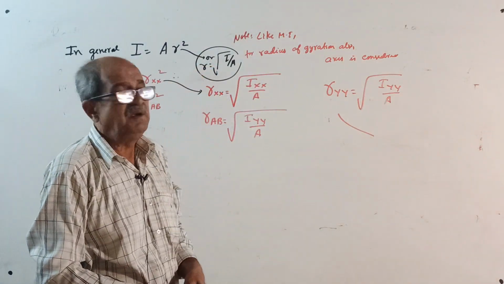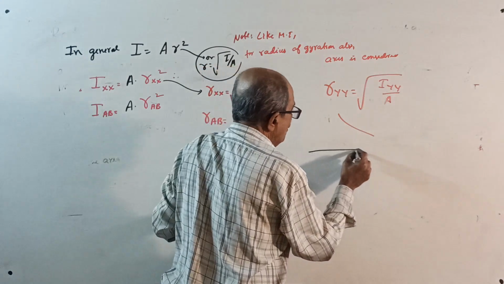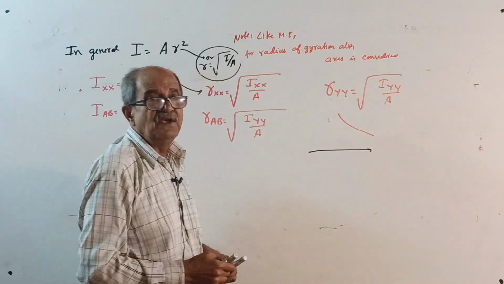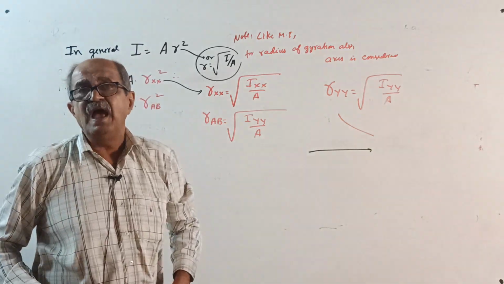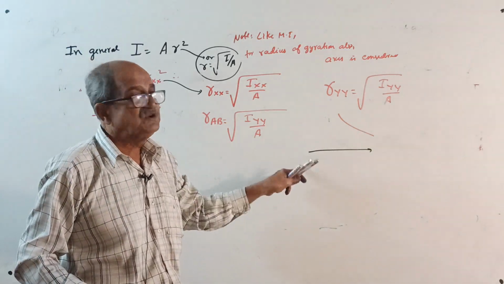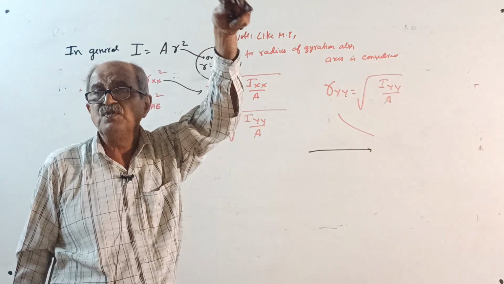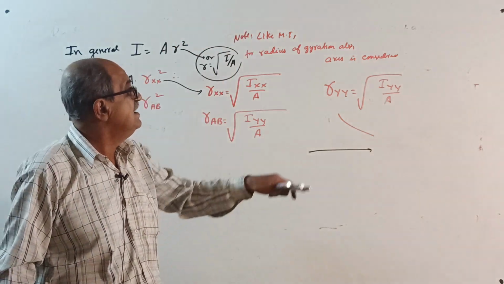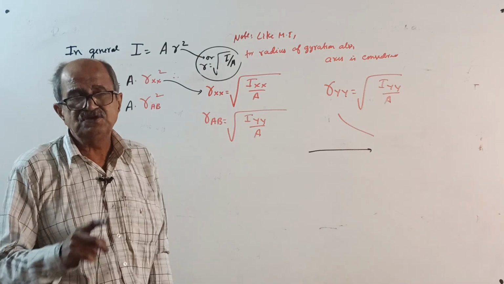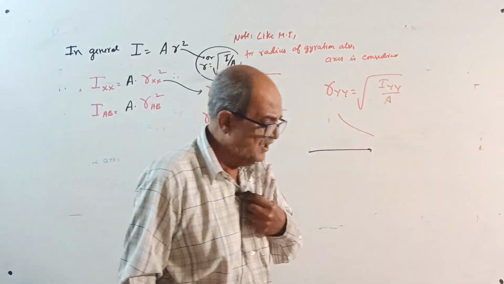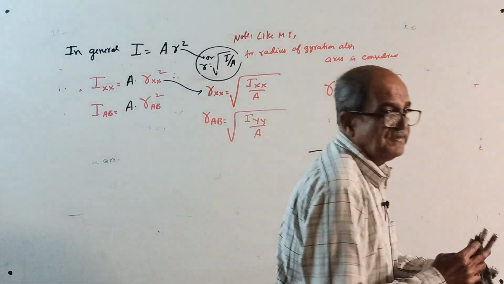So in future, make a note here. If you are asked to find radius of gyration about any axis, what you do? First find the moment of inertia about that axis, and then divide by the area, take the square root, and you get the radius of gyration about that axis.